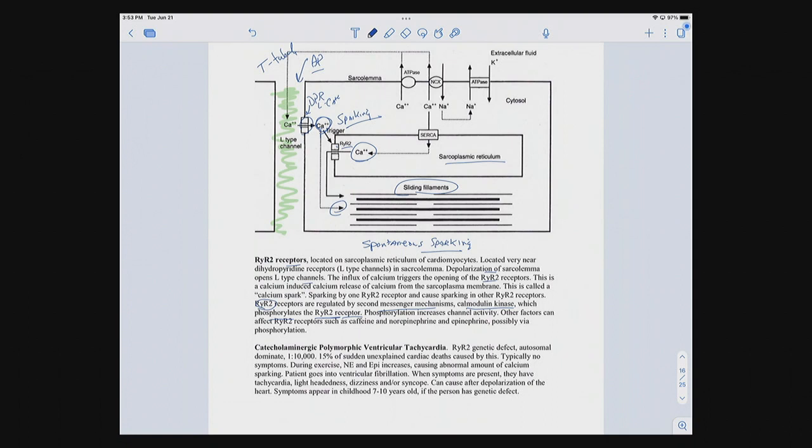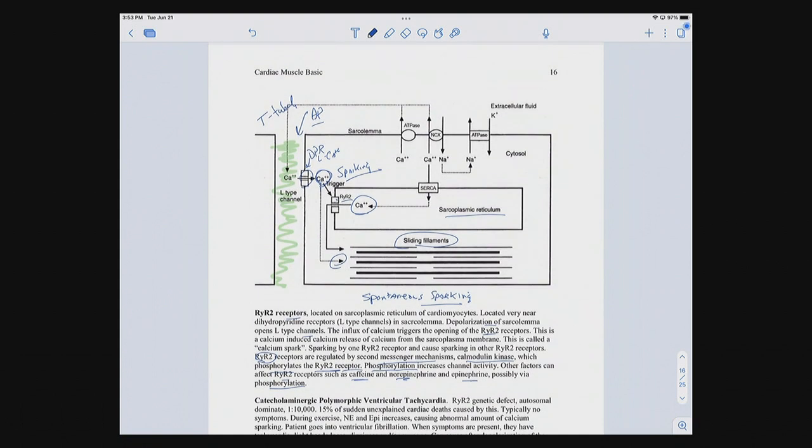When the RYR2 receptor is phosphorylated to an increasing degree, that actually can make that channel be more sensitive and allow more calcium in. So an example, RYR2 receptors are responsive to caffeine, norepinephrine, epinephrine, again, probably involving some phosphorylation process where it makes it easier to open up and then obviously affects the functioning of the heart itself.